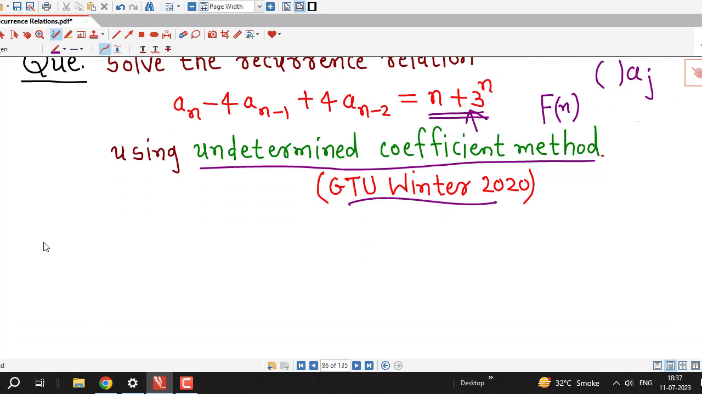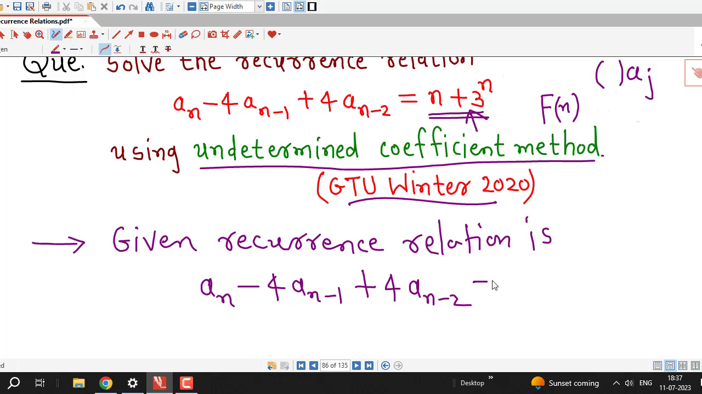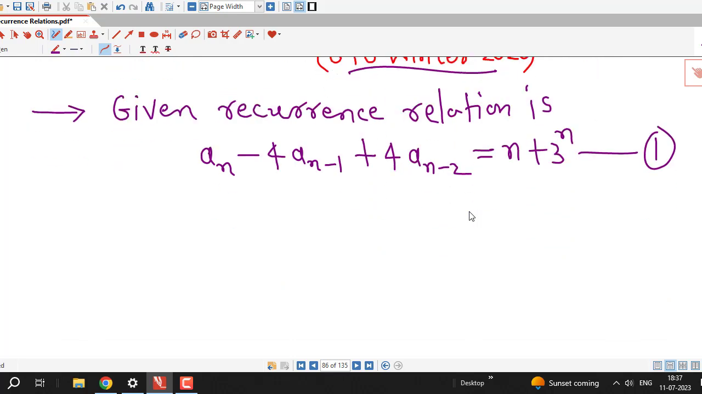Now, as we know, to solve the given non-homogeneous recurrence relation, we have to first consider the associated homogeneous recurrence relation, and we have to solve it first. So first we are writing the given recurrence relation: a_n minus 4 times a_(n-1) plus 4 times a_(n-2) equal to n plus 3 to the power n, and we give this number 1.